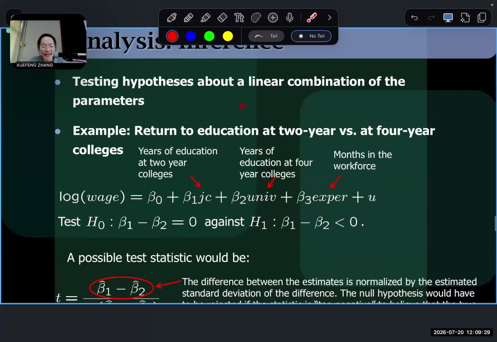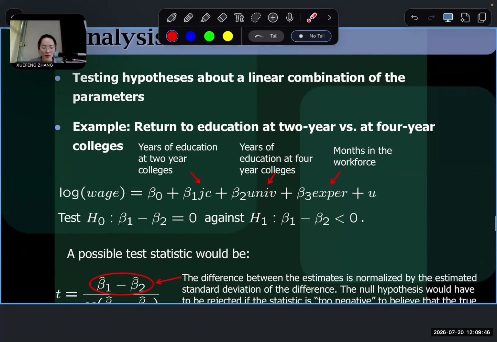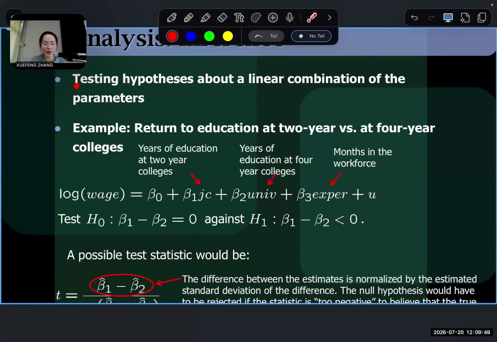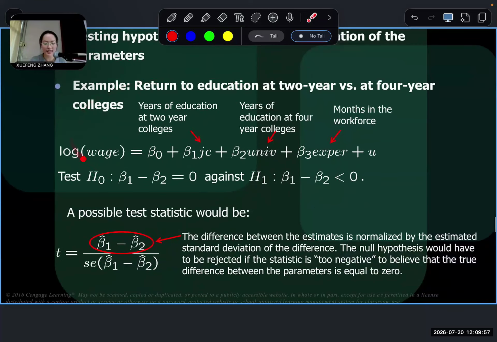Take a look at this slide. What if the hypothesis involves two coefficients together, not just one? Because before I showed you beta 1 equals 0, but it's only one beta. What will happen if there are two coefficients together, not just one? Okay, so you see the example. Here, actually, we're going to test a hypothesis about a linear combination of the parameters, beta 1 and beta 2. Let's see the example.